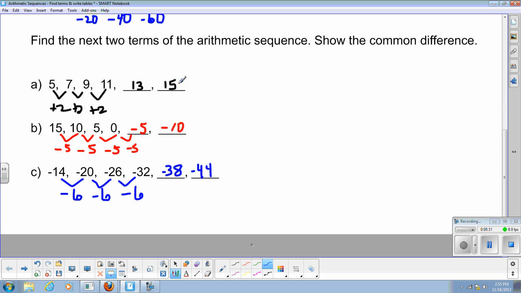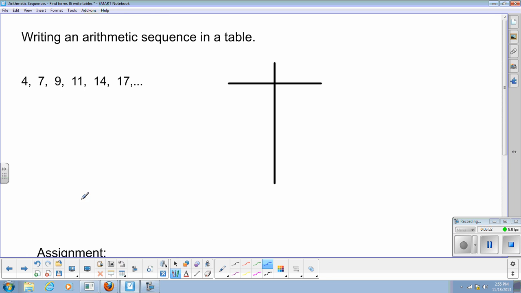All right, so now, part of our work when we look at arithmetic sequences and deal with sequences and patterns has to do with how we get to the point where we can graph them and write equations with them. Well, before we can graph and before we can write equations, we want to put these sequences into a table. So please take a moment and write this down with me as we go. Writing an arithmetic sequence in a table.